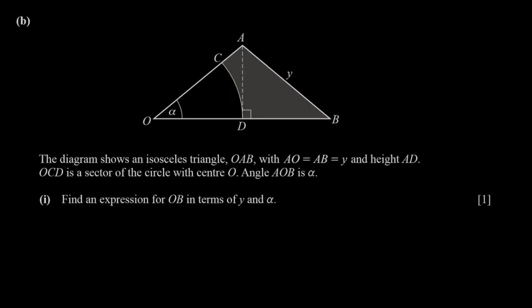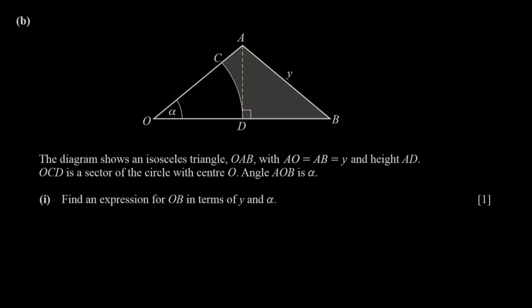Okay, so here we are in part B of this question. We've got an isosceles triangle where this length is the same as this length, which is equal to y. We've got a height of AD, and we want to find an expression for OB in terms of y and alpha. It's only worth 1 mark, so it should be quite straightforward.